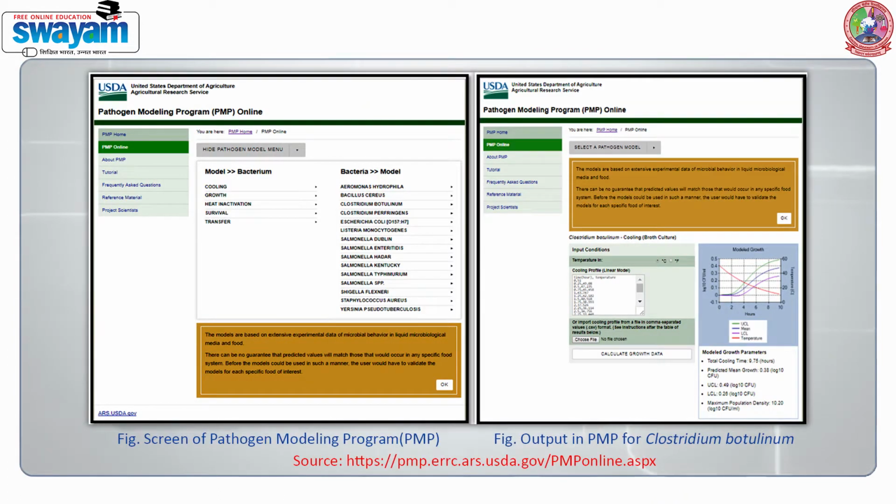We can see how the Pathogen Modeling Program, PMP, works online. It's a very simple program in which we can talk about various types of models which are dealing with bacteria or yeast or molds. We can also pick up the models for specific food products. If you see here, we have selected a model for the bacteria, and once the model for the bacteria has been selected, we get a range of microorganisms which can be chosen from under the list of bacteria.